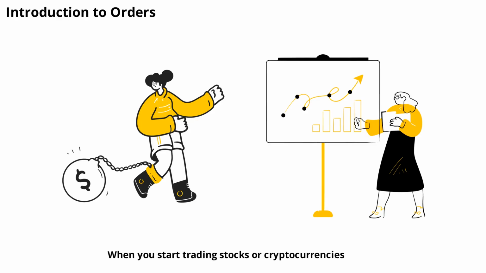When you start trading stocks or cryptocurrencies, one of the first decisions you'll face is how to place your order. The two most common types are market orders and limit orders. Each has its own advantages and potential drawbacks, and understanding the difference is key to making smart trading decisions. In this video, we'll break down what each order type means, how they work, and when you might want to use one over the other.